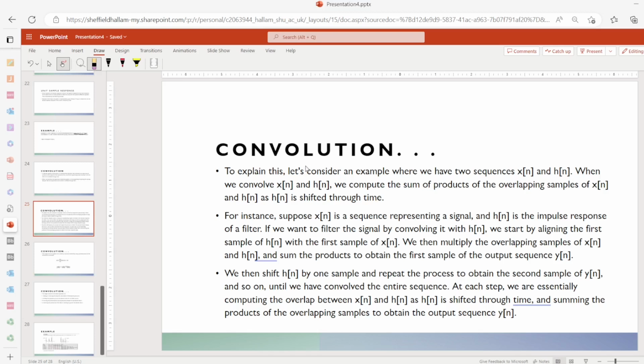Then we shift hn by one sample and repeat the process to obtain the second sample of yn, the output. We can continue this process until we have convolved the entire sequence. At each step, we are essentially computing the overlap between xn and hn as hn is shifted through time, and summing the products of the overlapping samples to obtain the output sequence yn.